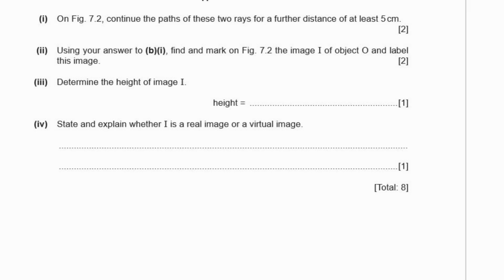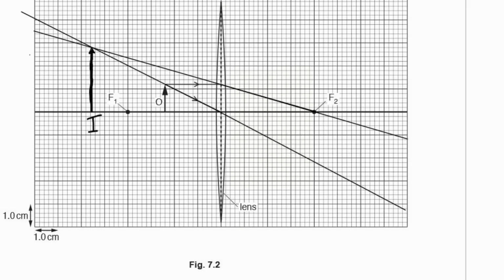Part 3, determine the height of image I. Okay, well it's on a grid, so we can just go straight up there and count the squares. So this comes all the way up to that point there. That's 1 centimetre, 2 centimetres, 2.8 centimetres. That's the height of the image. How do I know the scale? Because it's written down here.